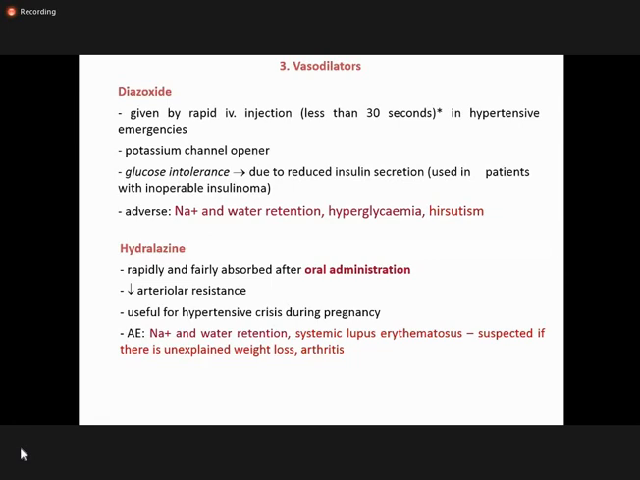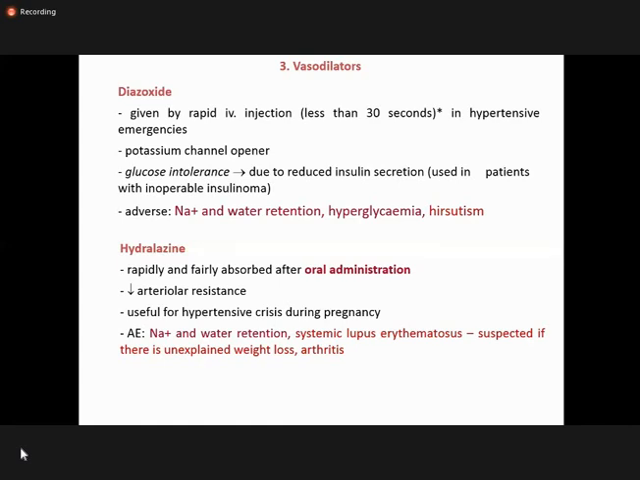Adverse effects, just like minoxidil: sodium and water retention, hyperglycemia. Here you can see, in insulinoma, insulin secretion is increased, and increased insulin secretion will lead to hypoglycemia. When we use diazoxide, it will inhibit the release of insulin, so it will induce the reverse state, that is hyperglycemia. Just like minoxidil, it can cause hirsutism.